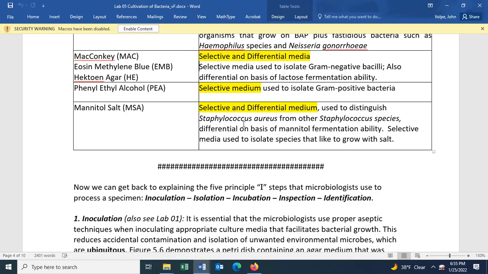Okay? They may grow better on mannitol salt agar than they do on a general purpose media, but they can grow on a general purpose media. Staphylococcus epidermidis can grow on both the general purpose media and on mannitol salt agar. Does it grow on skin because of sweat with the salt?